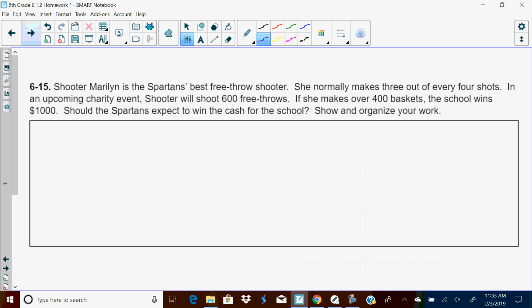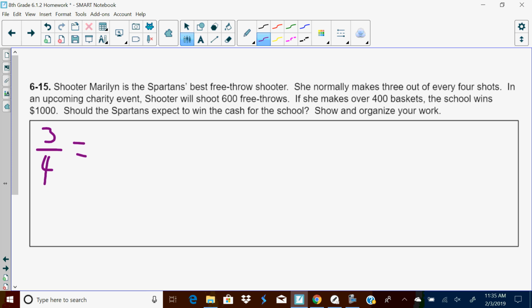15, Shooter Marilyn is a Spartan's best free throw shooter. She normally makes 3 out of every 4 shots. So I'm going to write that as 3 out of 4. In an upcoming charity event, Shooter will shoot 600 free throws. If she makes over 400 baskets, the school wins $1,000. Should the Spartans expect to win the cash for the school? Show and organize your work.